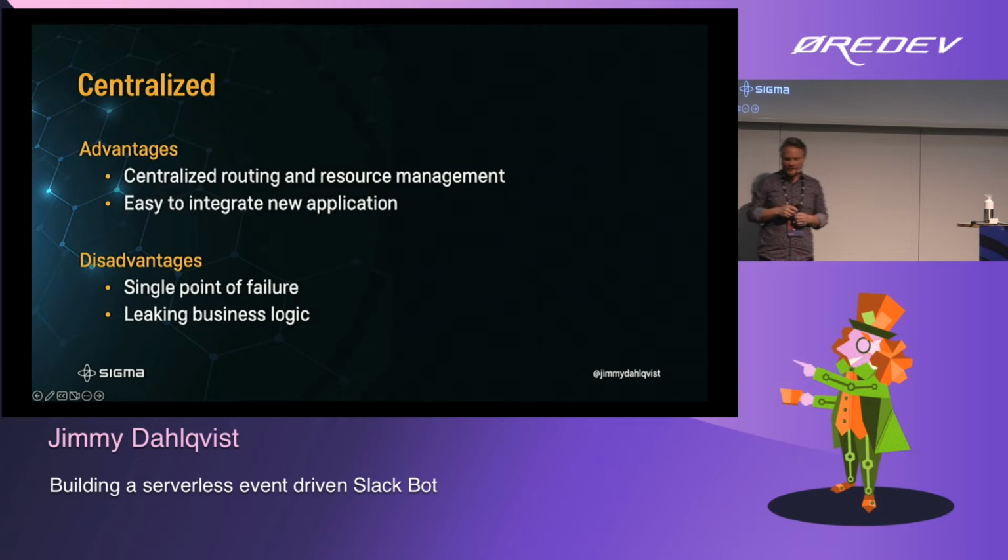The drawbacks of this is you have a single point of failure. Of course, you have one event bus, a single point of failure, and you can have some leaking business logic. So the problem would be if a microservice wanted to communicate internally over an event bus and you only have a central bus, that business logic can leak out into the other services.